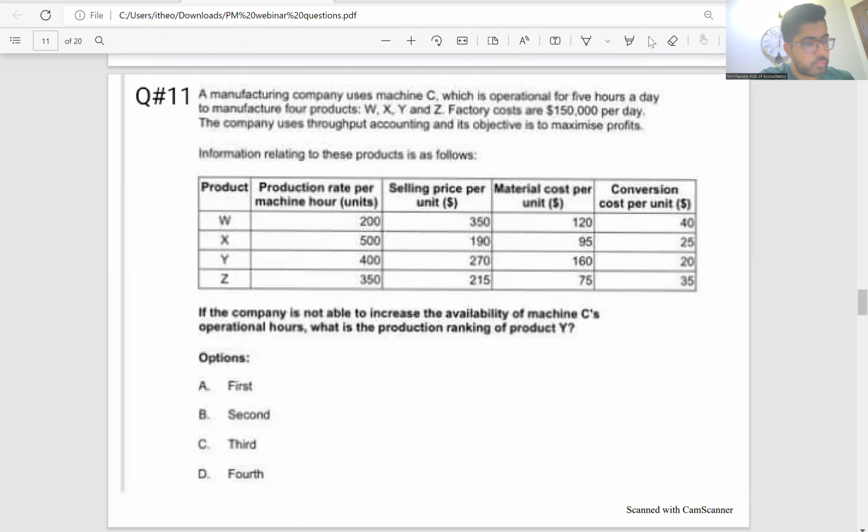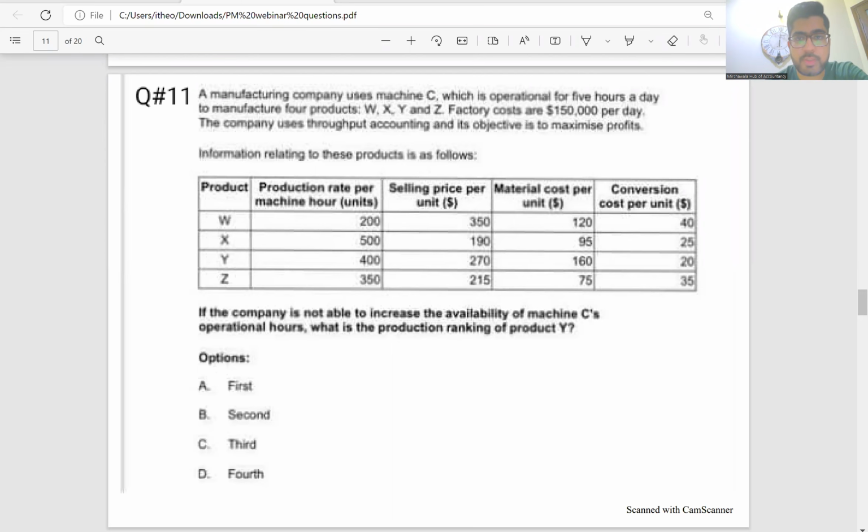Okay, so after doing the 10 MCQs, we should move forward to MCQ number 11. MCQ number 11, which is on your screen: a manufacturing company uses machine C, which is operational for 5 hours a day to manufacture 4 products W, X, Y, Z. Factory costs are 150,000 per day. The company uses throughput accounting and its objective is to maximize profits.